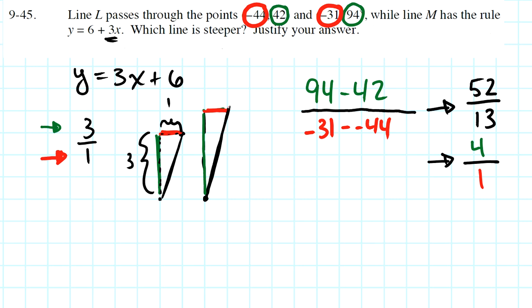So my answer is that the one that goes through the 2 given points is steeper, and the reason why it's steeper is because it has a greater increase in y for each increase in x.